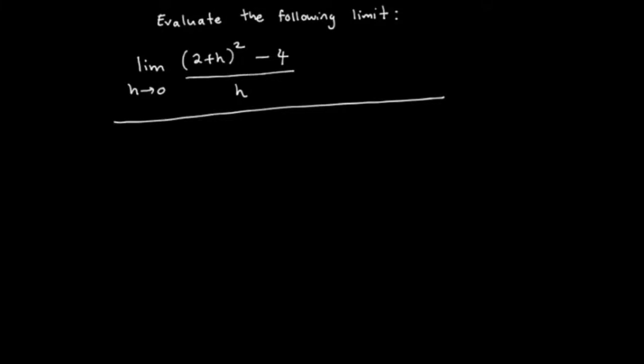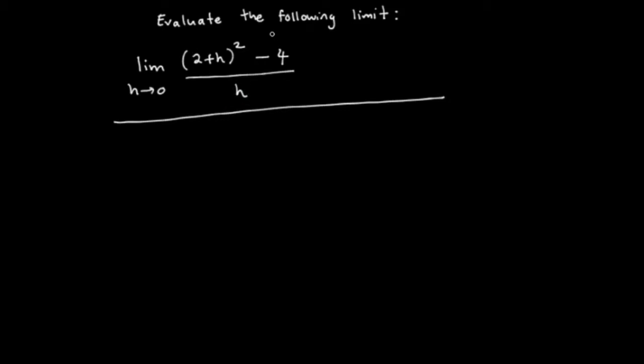Alright, let's evaluate the following limit. Limit as h approaches 0, (2 plus h) squared minus 4 over h. You can notice here that the restriction is very apparent. If you see that the limit h approaches 0, when the denominator is equal to 0, this whole rational expression is going to be undefined, right?